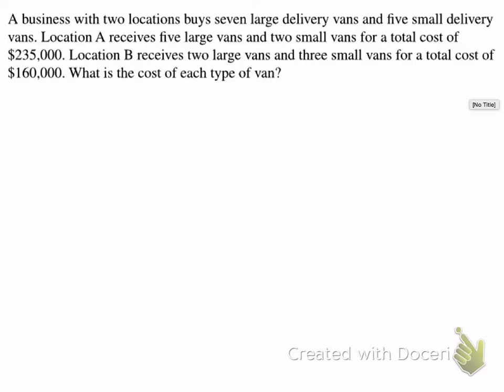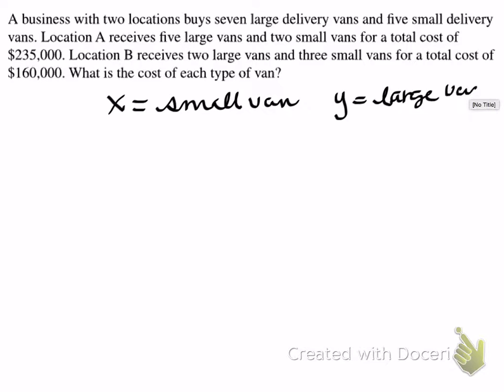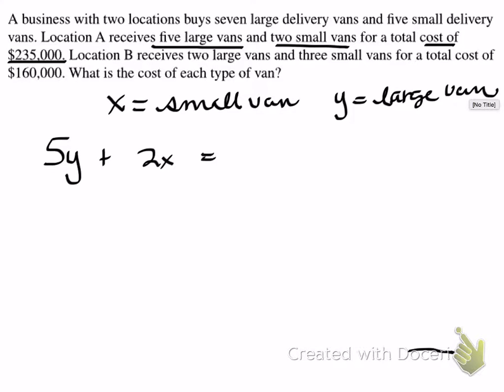Step 1. What are our unknowns? What are we calling X? Small van. And what are we calling Y? Large van. Okay? So how do I write this, Griffin? 5 large vans and 2 small vans cost $235,000. So it's going to be 5y plus 2x equals what? 235,000.